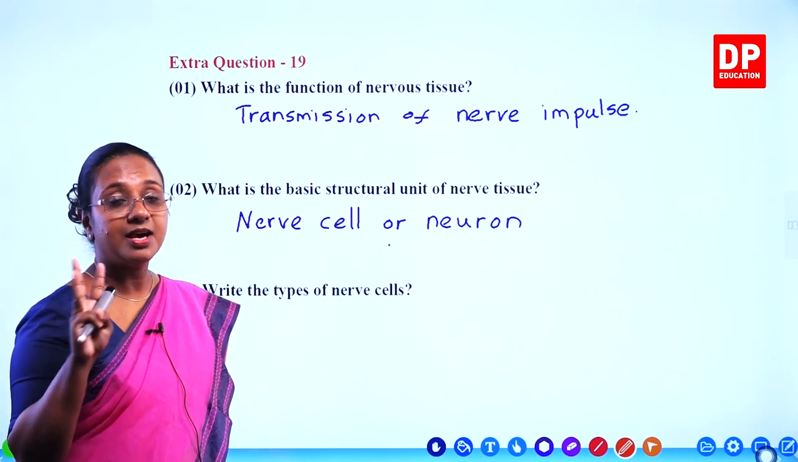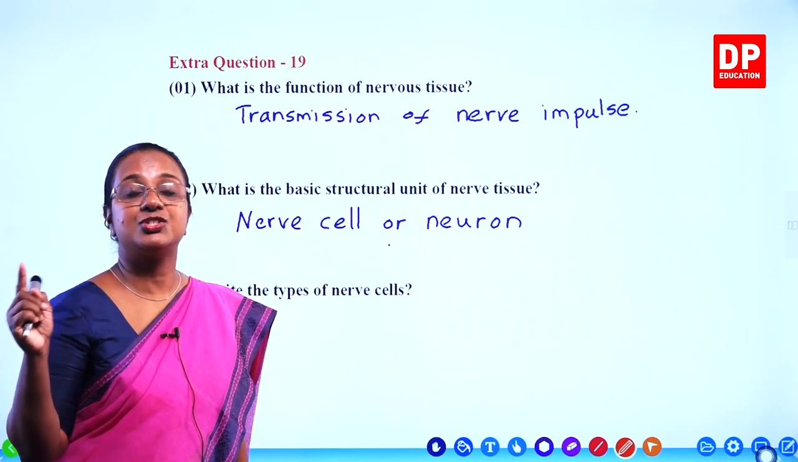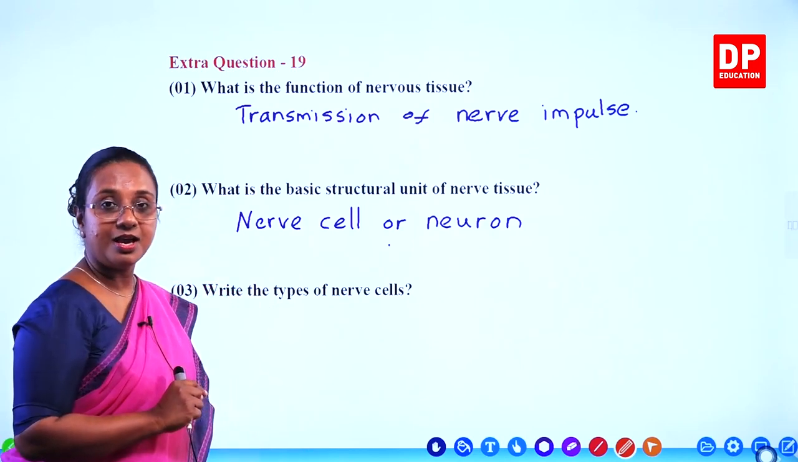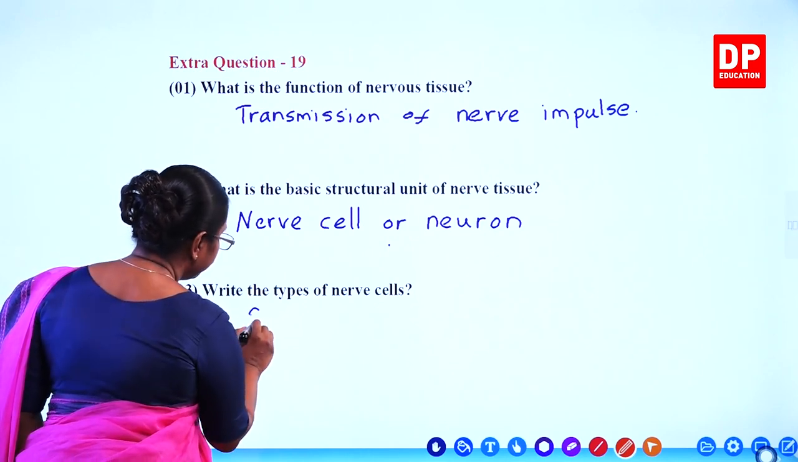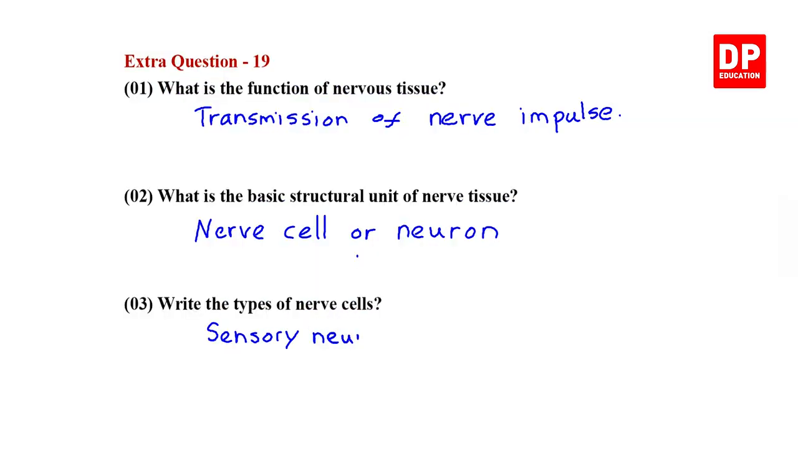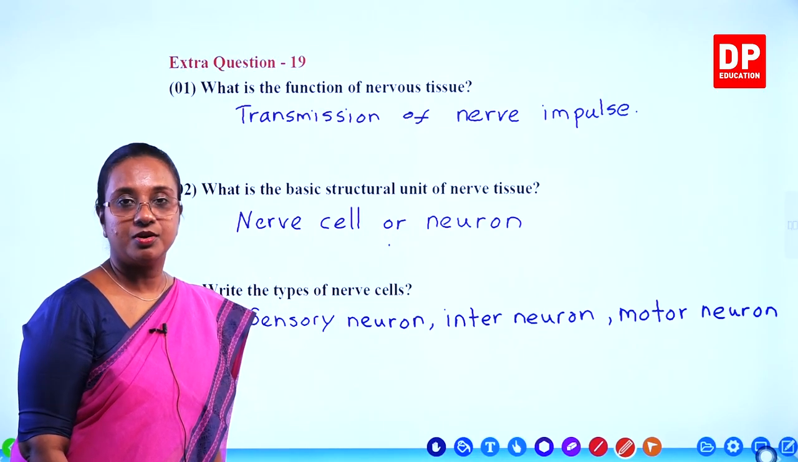Write the types of nerve cell. You all know there are three types of nerve cells. They slightly differ in their structure and they are different in their functions. What are the three types? The sensory neuron, interneuron and the motor neuron. So these are the three types of neurons.